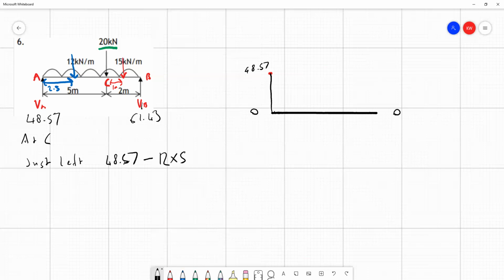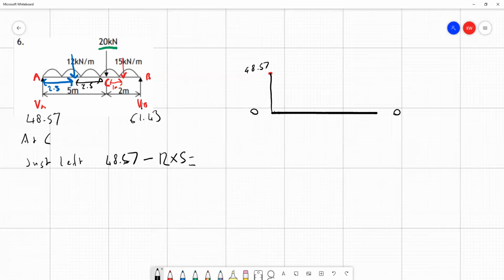I'll do this in black so you can see it's because it's not the same point we're talking about. It's 2.5 meters here away from C. So that means nothing. That's the moment I'm thinking about. It's shear force we're talking about here. We don't need to consider the distance right now. So forget I just said that last bit. It's a total of 12 times 5. It's the force. We're not interested in where it's applied, we're interested in the total force. So just to the left, it's 48.57 minus 12 times 5.